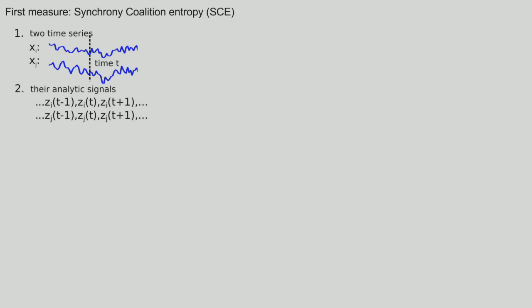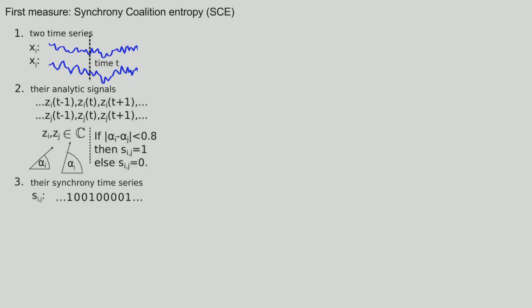Okay, and as those are complex, you have phases. Now what this particular measure does, SCE, is you look at the time series for a particular time point t, and you look at those phases. Since they are complex numbers, you can check the phases. If the instantaneous phases are close enough together, then you say there shall be a 1. Like that, for every pair of time series, you get a binary synchrony time series.